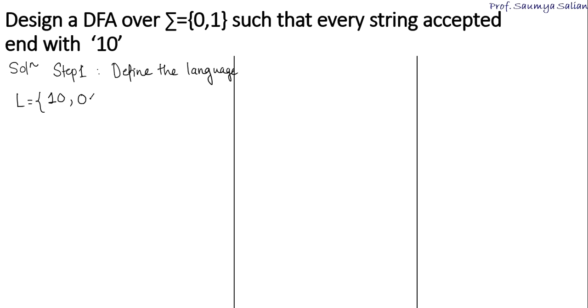Next combination can be 0, 1, 0, ending with 1, 0. I can have 1, 1, 0, ending with 1, 0. I can have 0, 1, 1, 0, and so on. So there are n number of possibilities, making sure that the string is ending with 1, 0. The language is infinite. Step 2 is to construct the DFA.